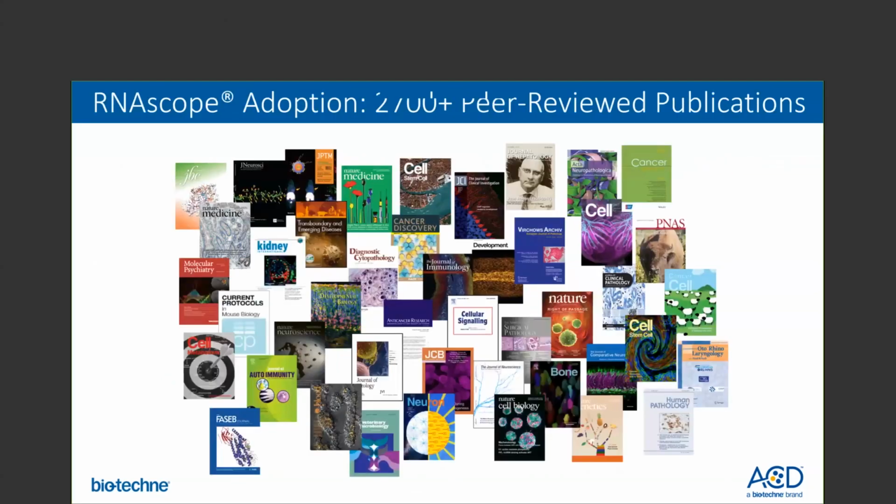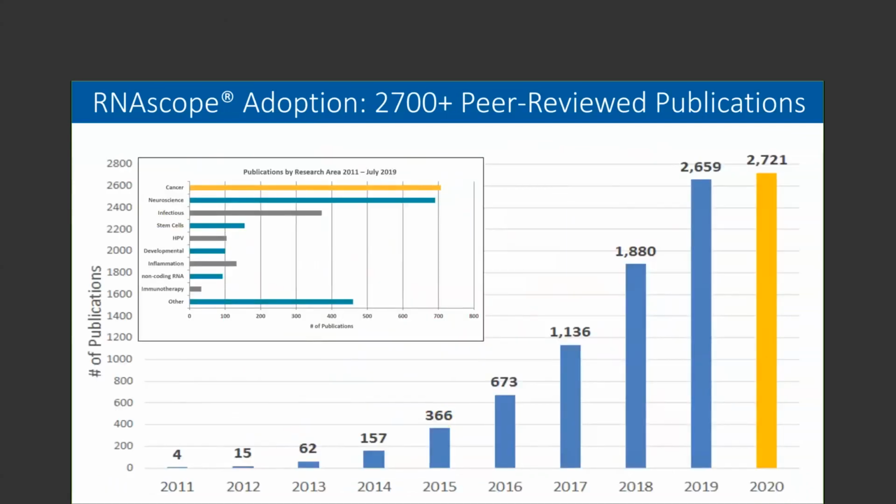The growth and adoption of the RNAscope technology is best exemplified by the number of peer-reviewed publications. Since their first publication in 2011, there have been over 2,700 peer-reviewed papers published in numerous journals, including many top-tier ones using the RNAscope technology. Publications using RNAscope have grown throughout the years, and the RNAscope technology is highly relevant across multiple fields of research, with over 40% of the publications in cancer research, followed by neuroscience and infectious disease.